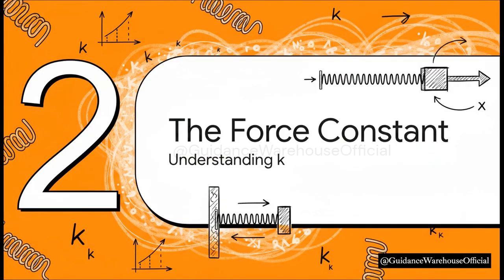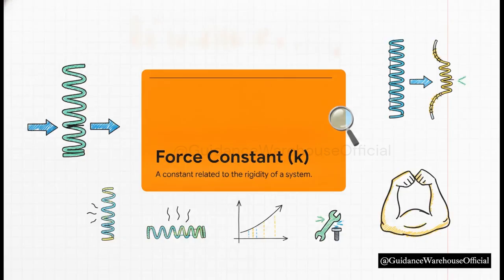Section 2, the force constant k. Let's make this super concrete with an example. We know F and x now. But what exactly is that k we mentioned? The force constant, k, is directly related to the rigidity or stiffness of a system. Basically, it's a stiffness score. The bigger the force constant, the stronger the restoring force, and the stiffer the system. We measure this in units of newtons per meter.